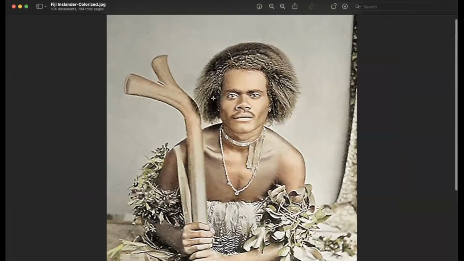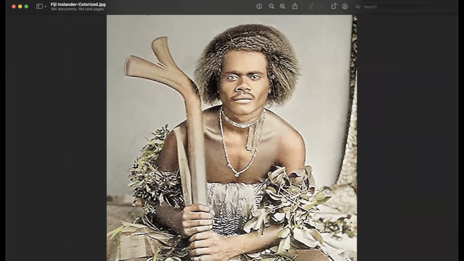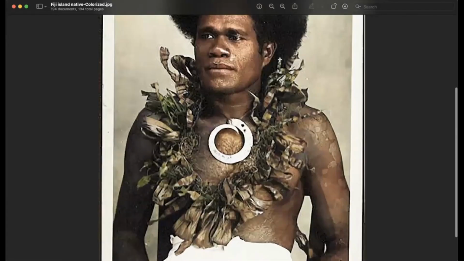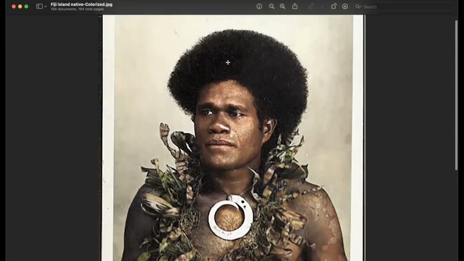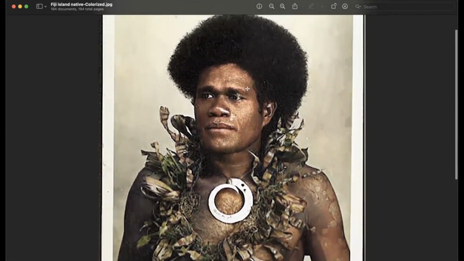Sometimes they rock their hair like that too. But you can see a descendant of the ancient Fiji people right here. Right here we have another Fiji Island native. Again, these are old pics I colorized, so these are very old. Just look at how he's rocking his hair. Like I told you guys, that was part of their culture.